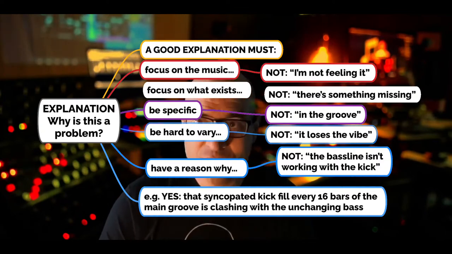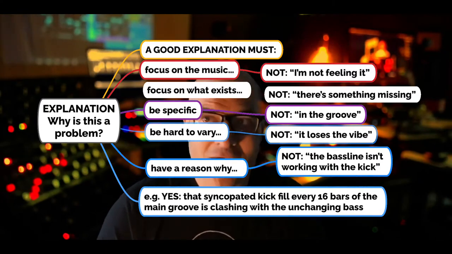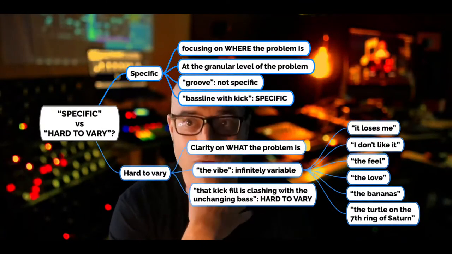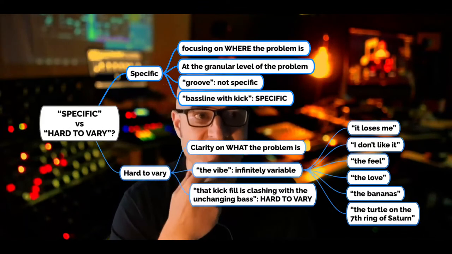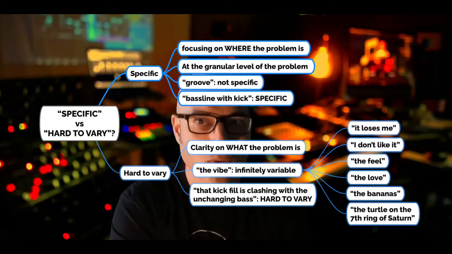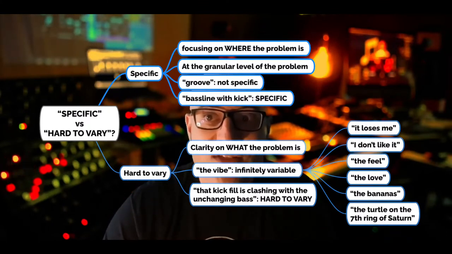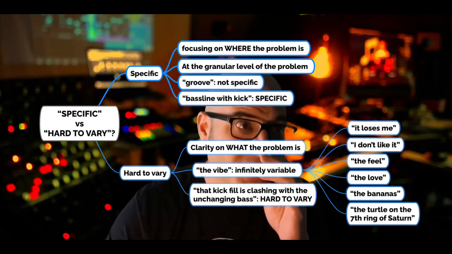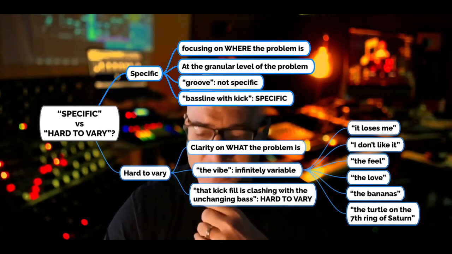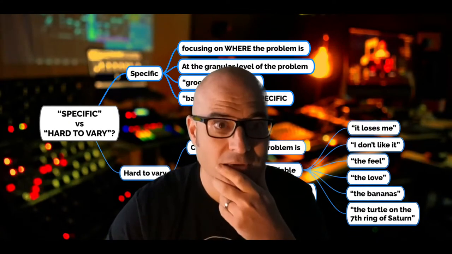Before we actually listen to music and take Luke, Nico and Ezra through this process, so that we get some examples you can use yourself, let's talk about the difference between specific and hard to vary. I'm getting really deep on this because this is so important. Specific means it's focusing on where the actual problem is. Specific is really about the location, at the granular level of the problem. So groove is not specific enough in this example.